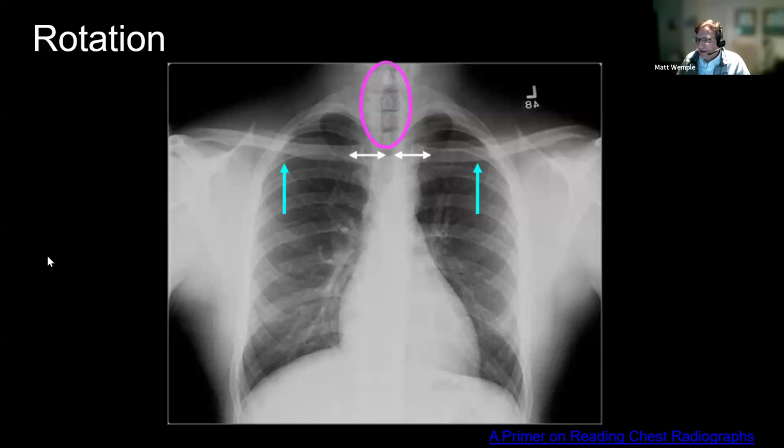So rotation. I use the clavicles to decide if my patient is rotated or not. In this chest X-ray, the patient is pretty much not rotated. These spinous processes here are right in the middle of the film, and the trachea is right on top of these spinous processes. This trachea is this hypolucency right in the middle here. The clavicle heads are pretty much equidistant from the spinous processes and the trachea, and they're equal in where they are located.